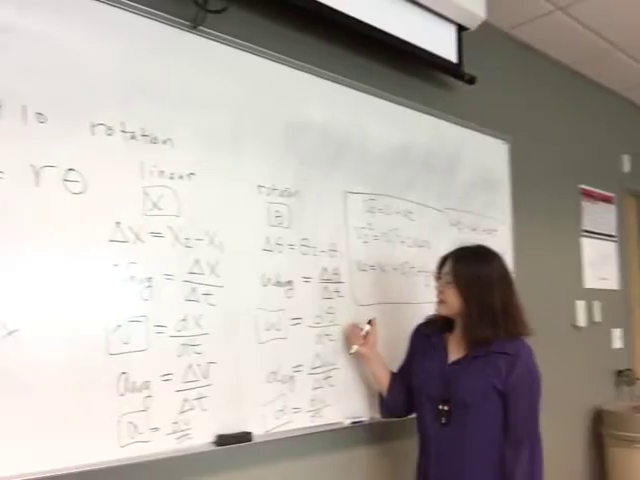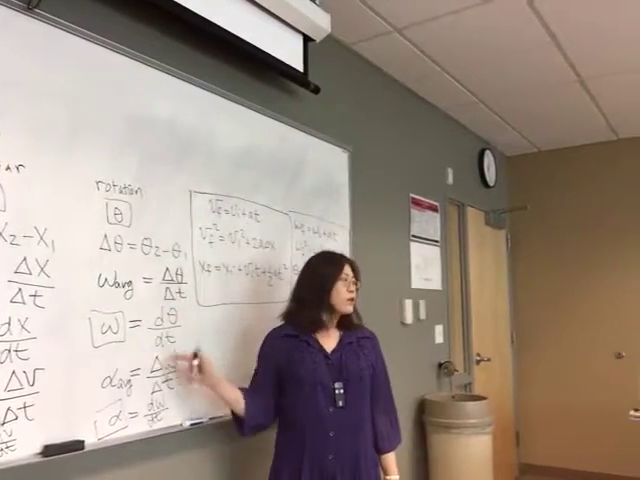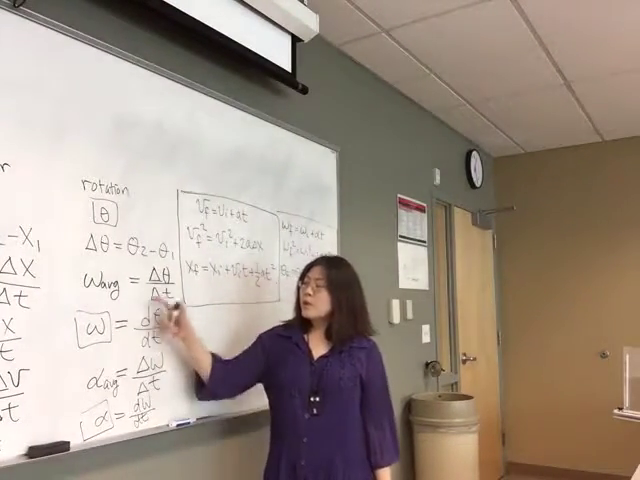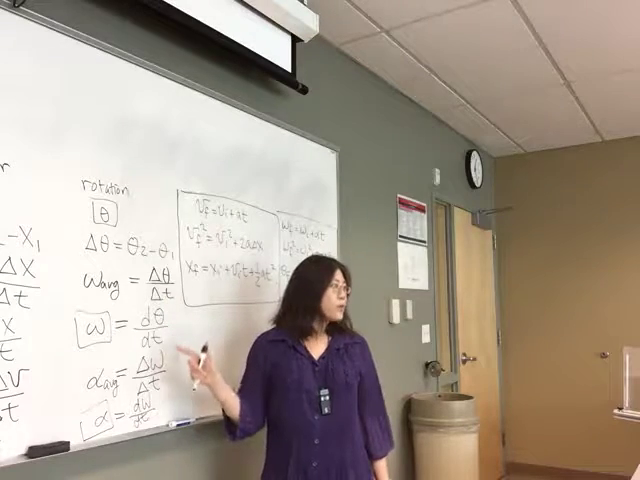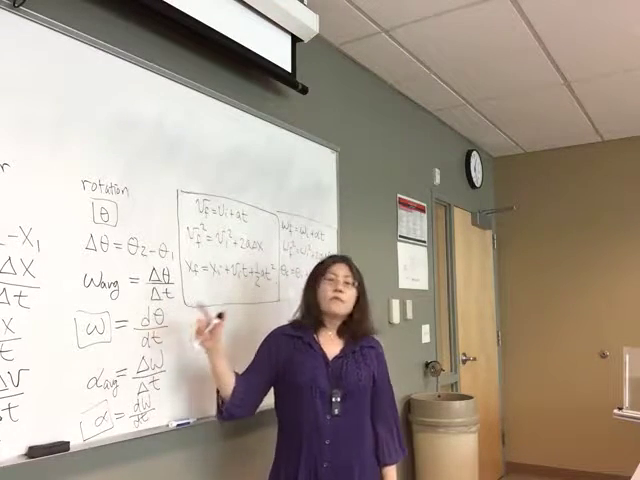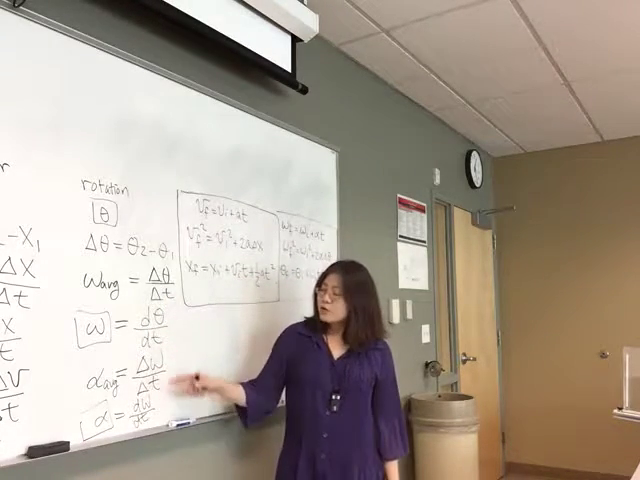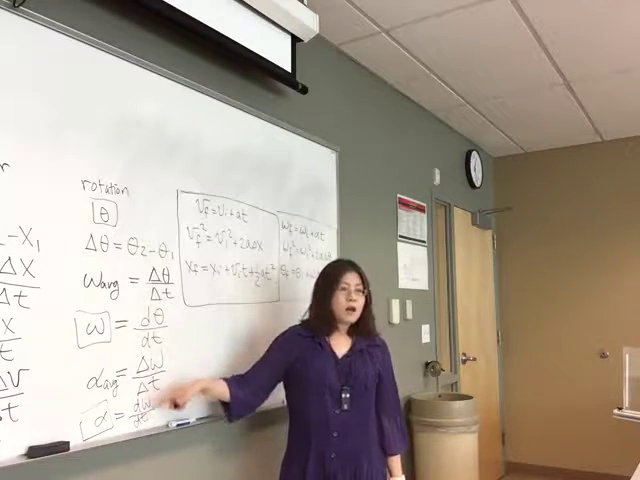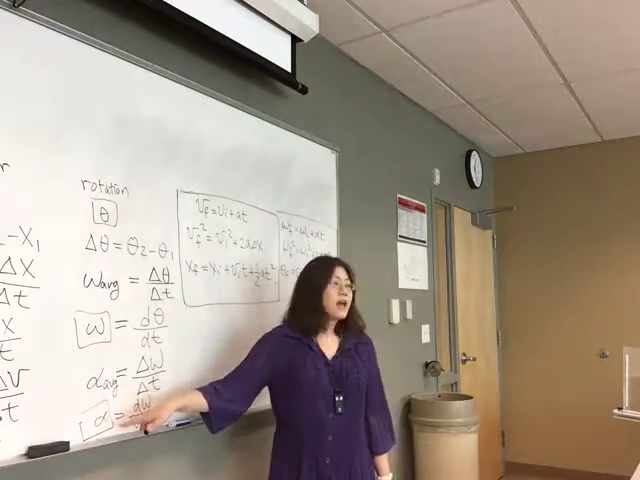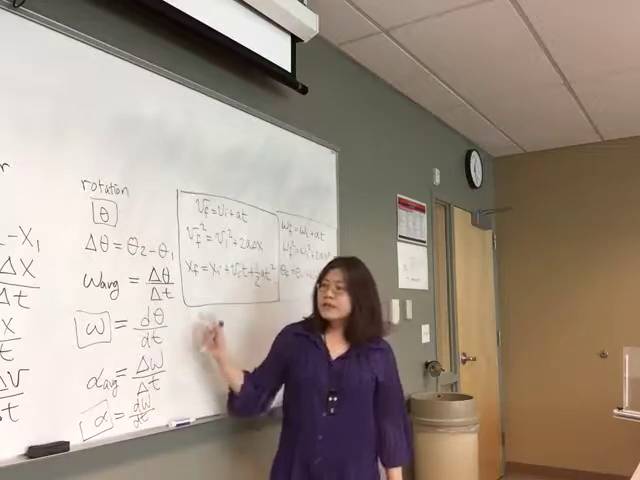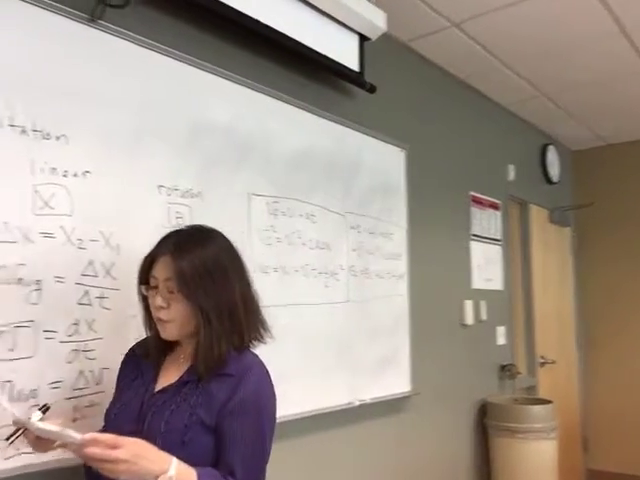This is the equation that says the rate of change of angular position. So the rate of change of angular position, of course, gives rise to the angular velocity. And the rate of change of angular velocity will give you the angular acceleration. So it's exactly the same as what you learned before. Okay.